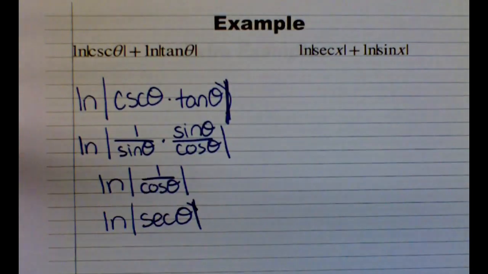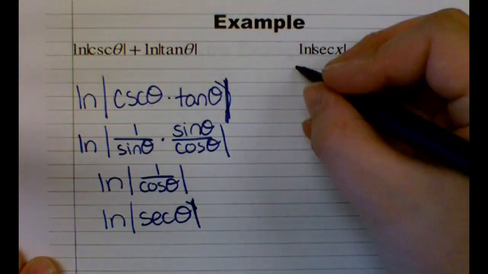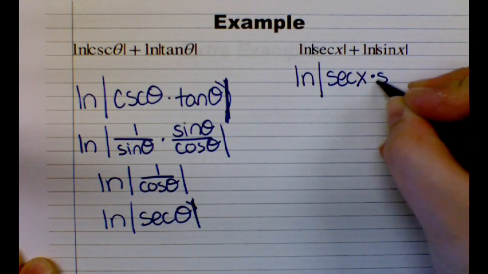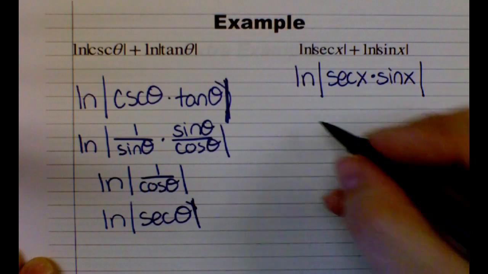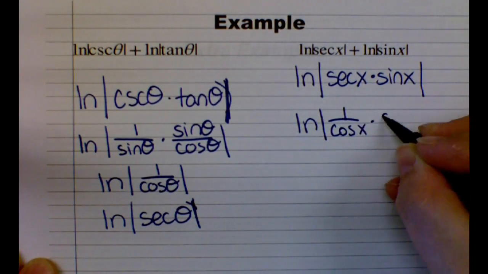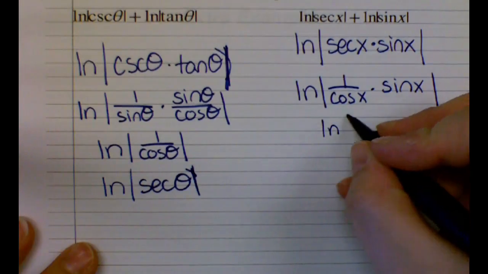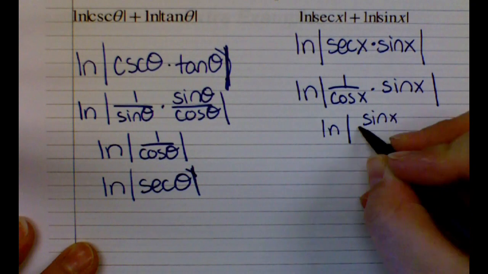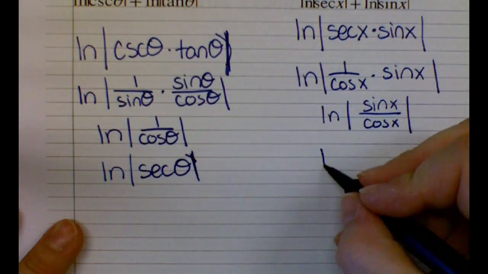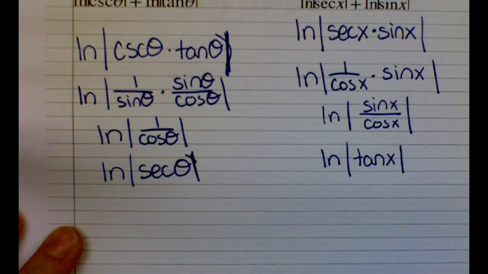And we'll follow the same idea here. Natural log of secant of x plus natural log of sine of x, we can smush those into one by multiplying them. Secant is 1 over cosine. When I multiply those together, I get natural log of the absolute value of sine of x over cosine of x. And sine over cosine is tangent, so natural log of the absolute value of tangent of x.